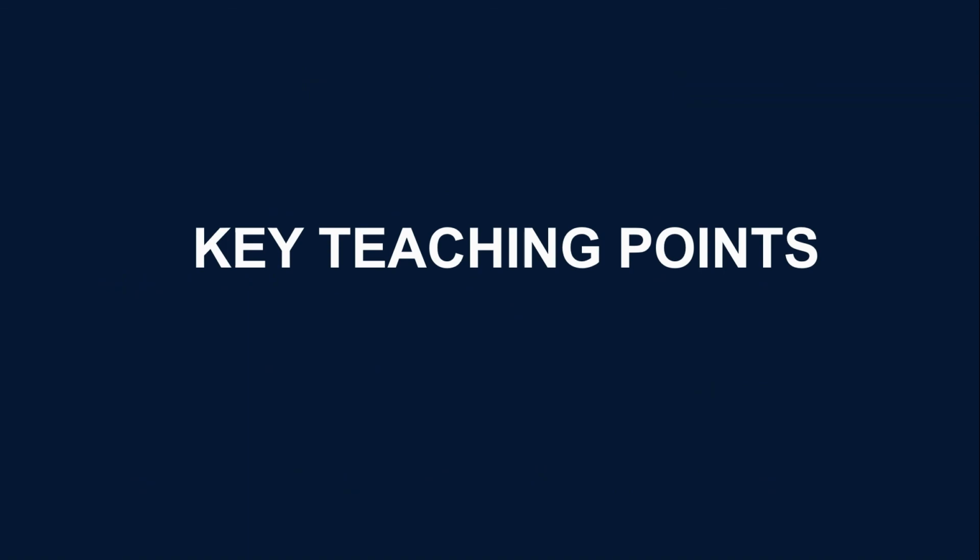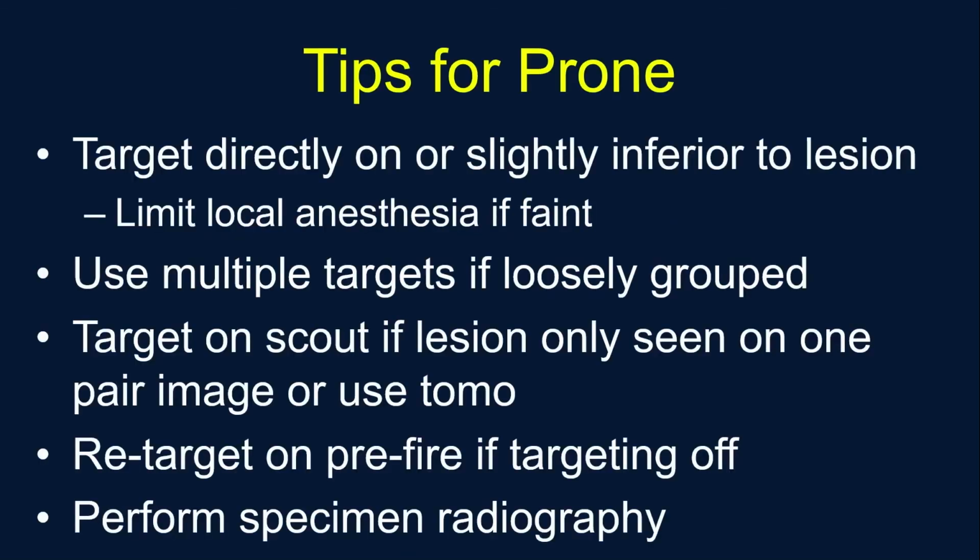Okay, we're just going to quickly go through a few teaching points to summarize everything and then open it up for some questions. So on the prone, you want to target directly on or slightly inferior to your lesion. And if you have a very faint target, such as calcifications, limit the amount of local anesthesia that you give up front. I didn't mention that before, but that's important.